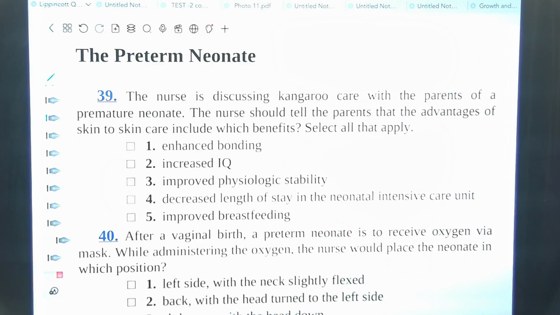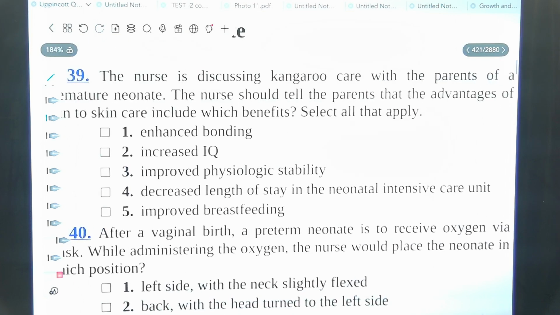So what could be the benefits of kangaroo mother care? It's a starter question and you have to select more than one response. So choose the right ones. Four and fifth will be the correct response. That will enhance the bonding, improve psychological stability, decrease the length of stay in the neonatal intensive care unit, and improve breastfeeding will be the correct response.